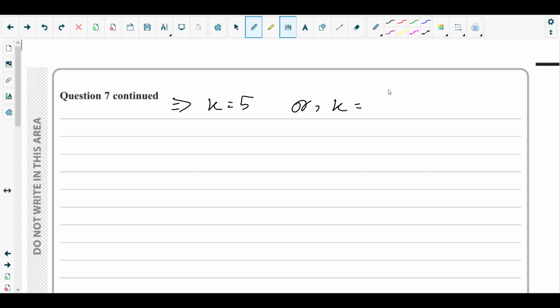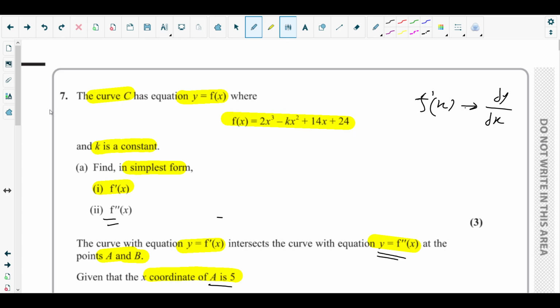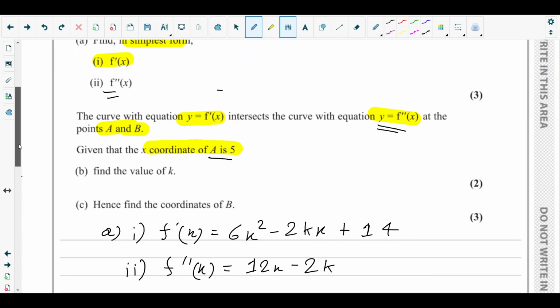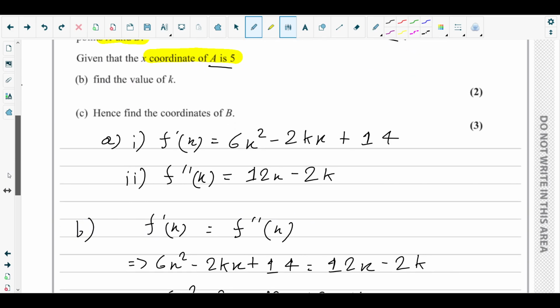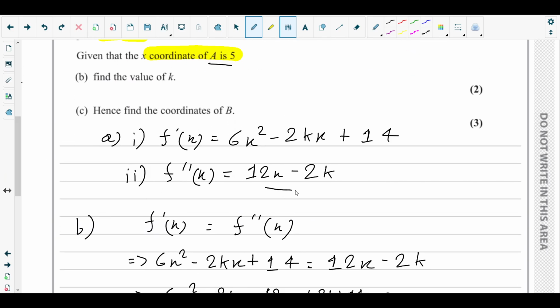Okay, 4 over 3. Now what we need? At A, x equals to 5. So at B, x equals to what? X equals to 4 over 3. Okay, so what would be the value for y? So how can we get the value for y? Since the point B lies on both of the curves, that is f dash x and f dash dash x, so we can put it in any of the two equations. Okay, so let's put it in this equation since this is a linear.